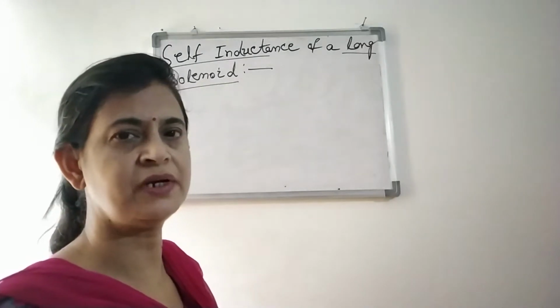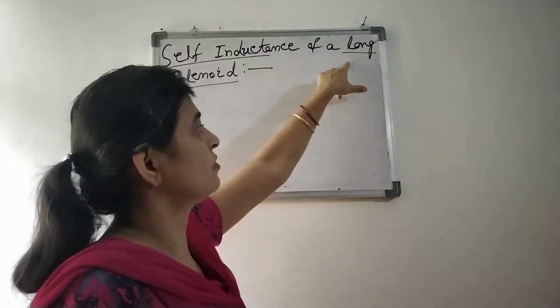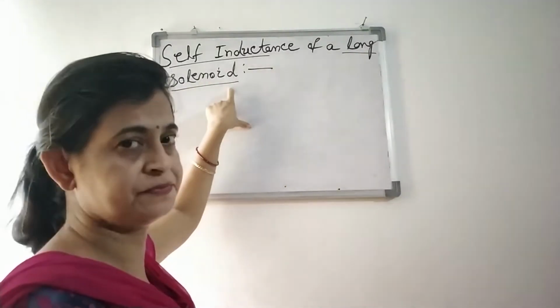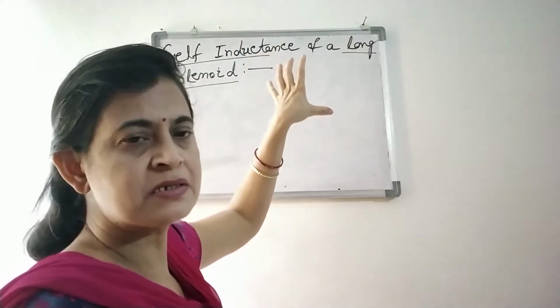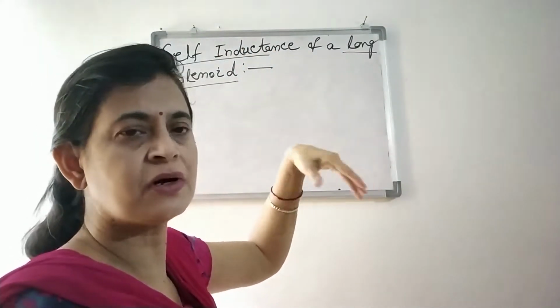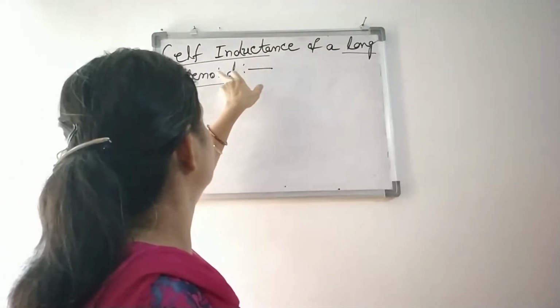Today we will discuss self-inductance of a long solenoid. That means, what is the value of L? L means self-inductance, which was already discussed in the previous lecture, for a solenoid.